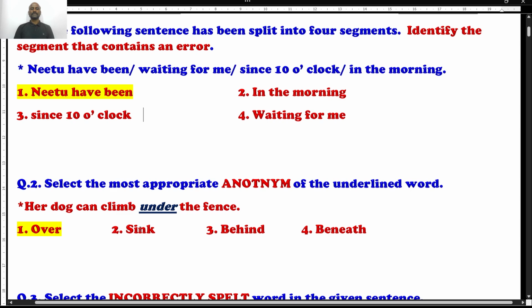Question number 2. Select the most appropriate antonym of the underlined word. Antonym is nothing but opposite, opposite in meaning. Here is the sentence. A word is underlined. We are supposed to choose the antonym of it from the given options. Let's see the question. Her dog can climb under the fence. Under. What is the opposite or antonym of under? Not sink, not behind, not beneath. It is over. So the antonym of the word under is option 1, over. This is going to be the right answer.